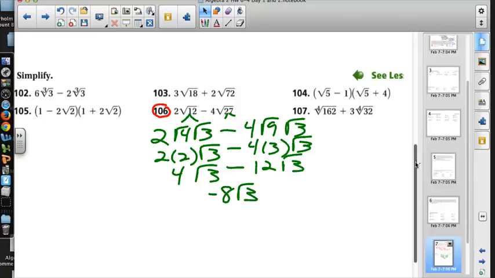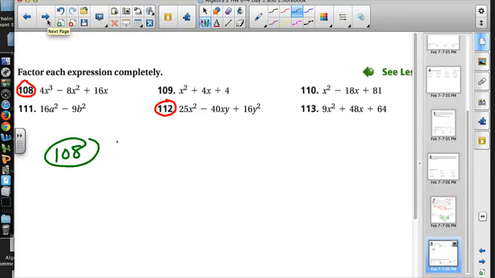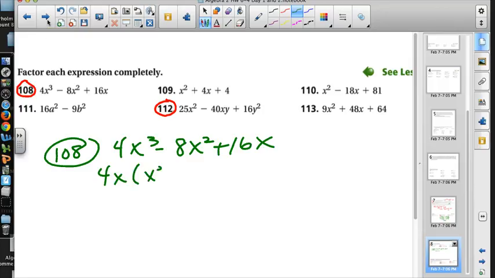Then the next one should be on the next page here. Number 108, factoring. Yes, we are factoring again. So we have 4x cubed minus 8x squared plus 16x. And I notice there's a 4 and an x in all of this mess. So I am going to take that out, factor that away, and then hopefully we can continue to factor this one.